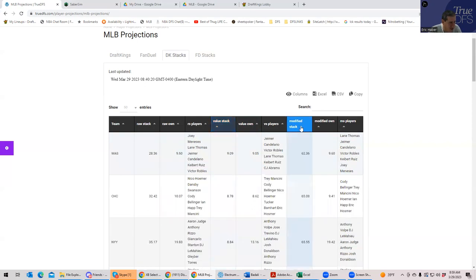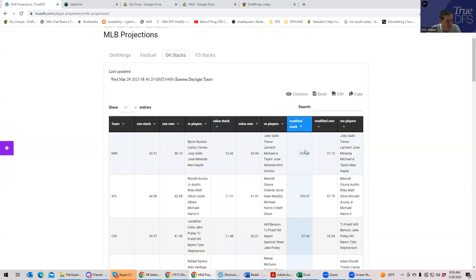Now, what modified stack is, what this does is it rates the top five Sheets value score players. Okay, so remember, raw stack, just top five fantasy points. Value stack, top five point per dollar. Modified stack means top five Sheets value scores. And what this does, it adds up the projected Sheets value score for all five of those players. And then modified ownership is, again, it adds up the projected ownership of the top five Sheets value score players. Okay, so that we provide three different ways for you to analyze various stacks.